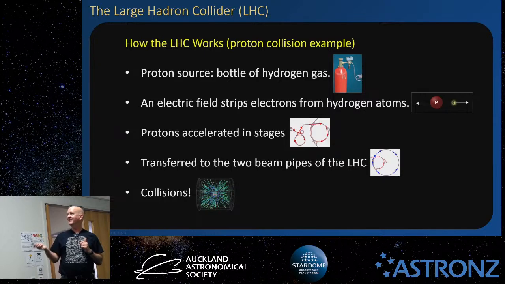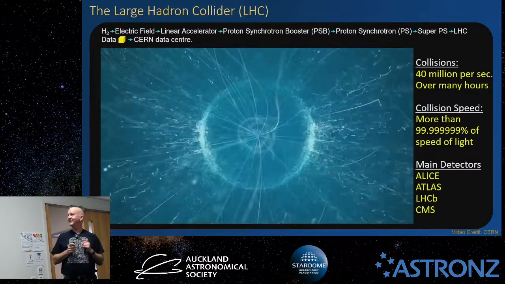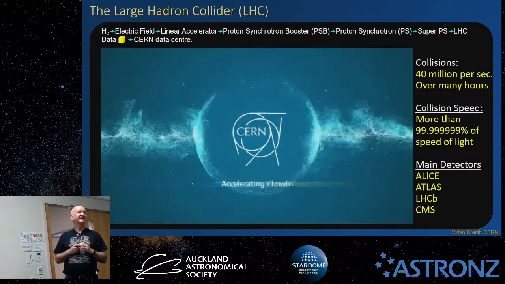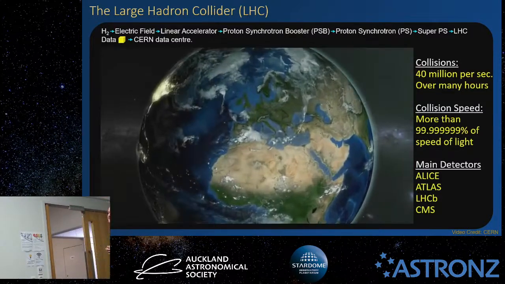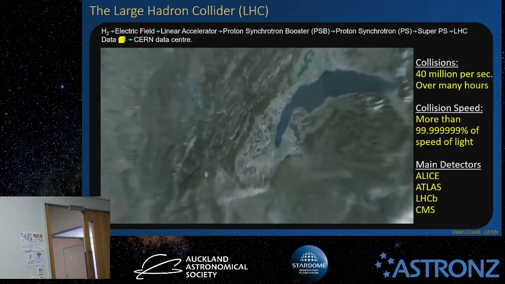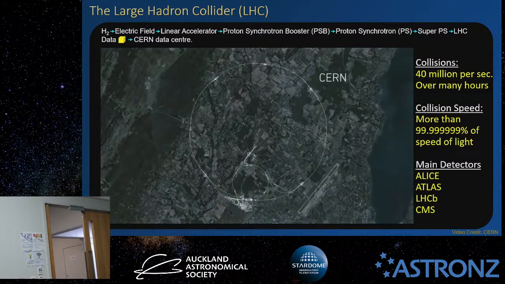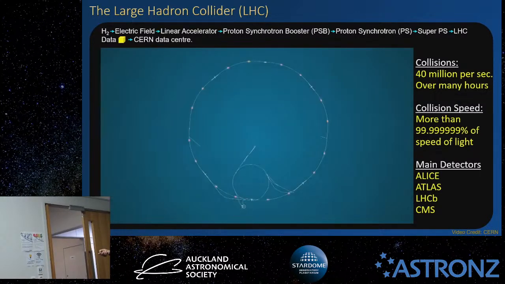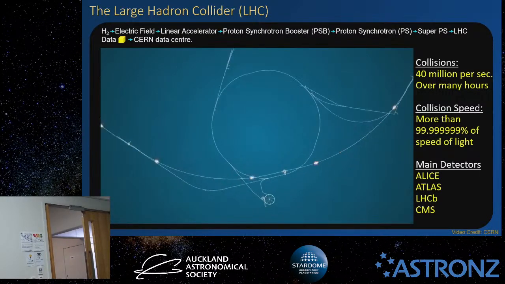So I'll just run this video quickly and show you. So 40 million collisions per second. When they collide, they're travelling at 99.999999% the speed of light. And there's 4 main detectors or experiments.